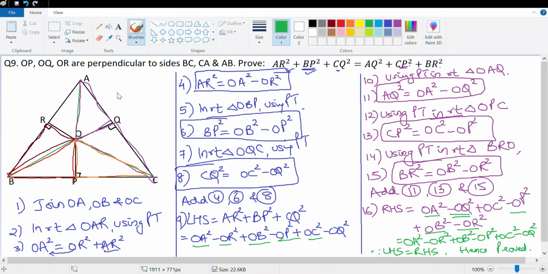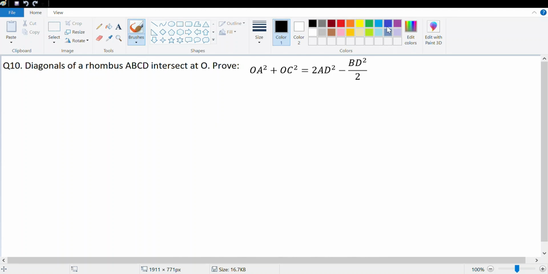Let's look at the next question. The next question that we do is question number 10. Question number 10 says, diagonals of a rhombus ABCD intersect at O. Let's just draw a rough diagram first. Property of a rhombus: diagonals bisect each other at 90 degrees. So that's a rough diagram.